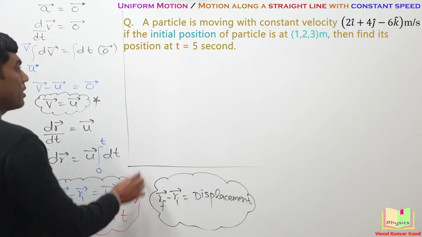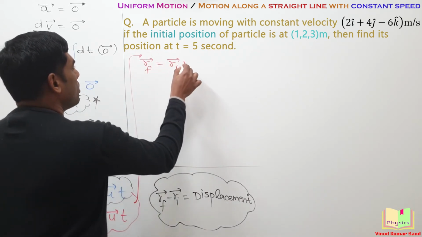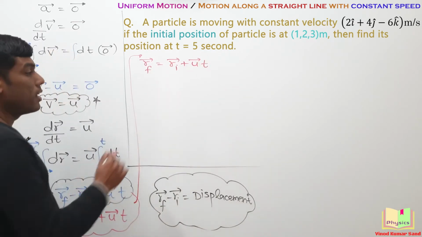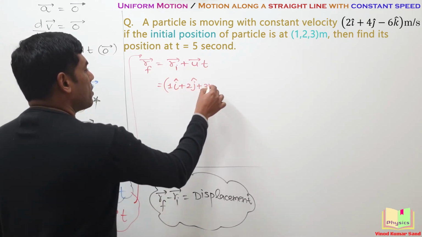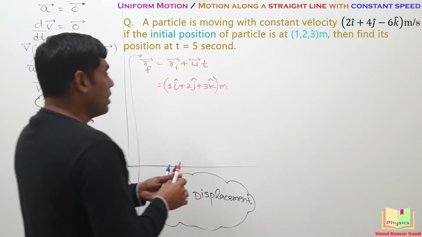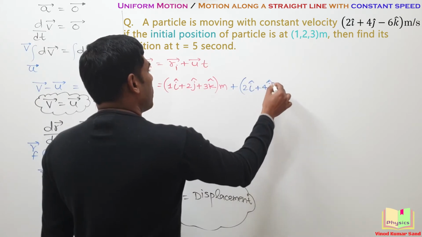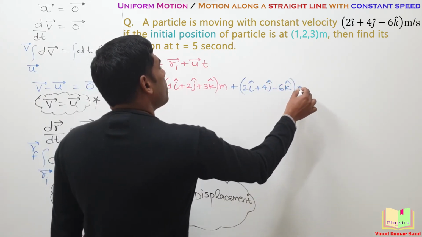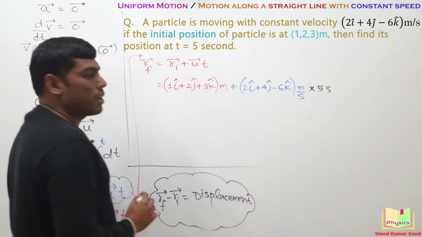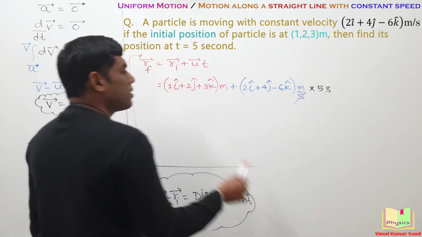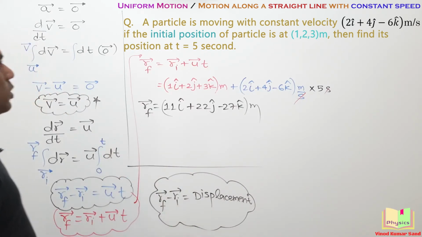Okay, I'm simplifying the things here. R final is equal to R initial plus ut. R initial is given as i cap plus 2 j cap plus 3 k cap meter. The initial velocity is also known to us, 2 i cap plus 4 j cap minus 6 k cap meter per second, into the time given, which is 5 seconds. Here the unit second is getting cancelled out, and we can simplify it further. You note it down, then we'll be taking up the next question.